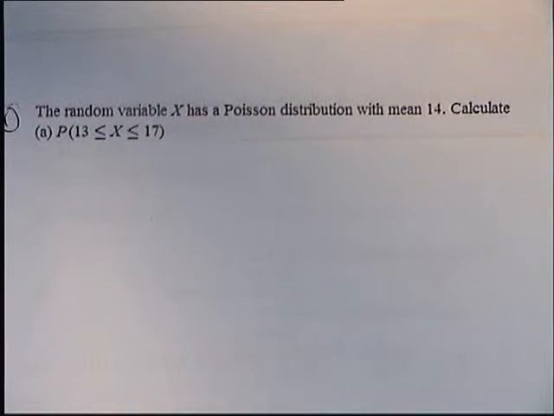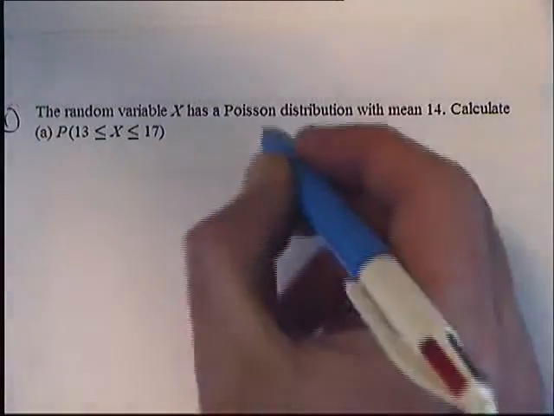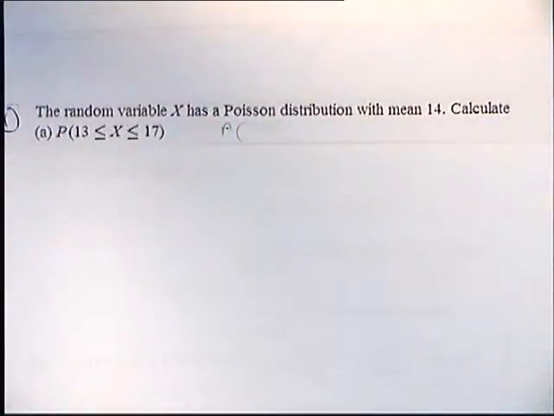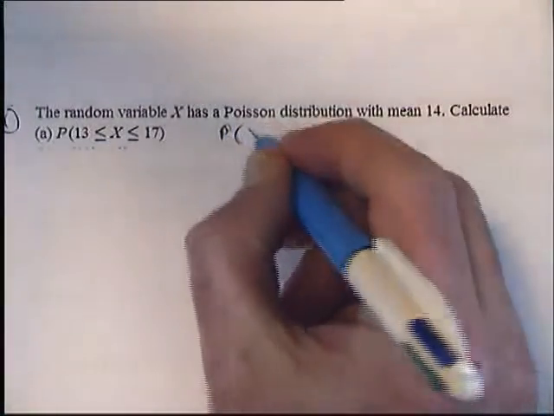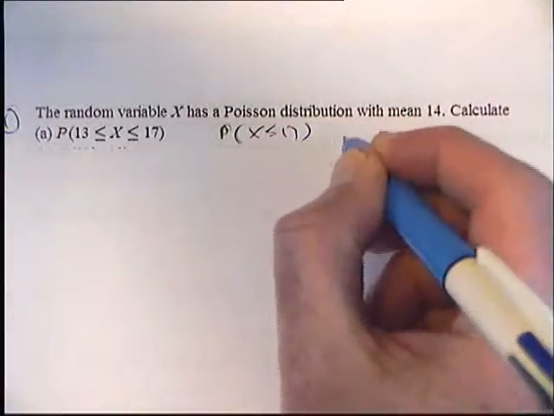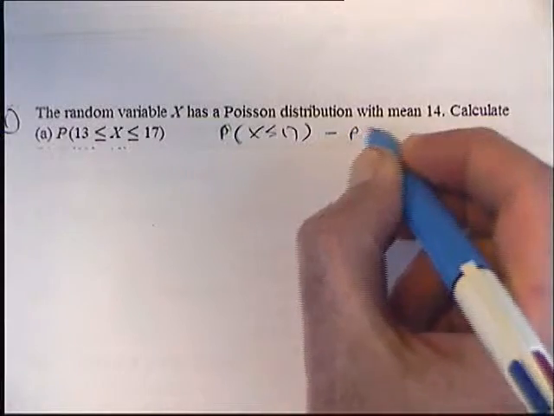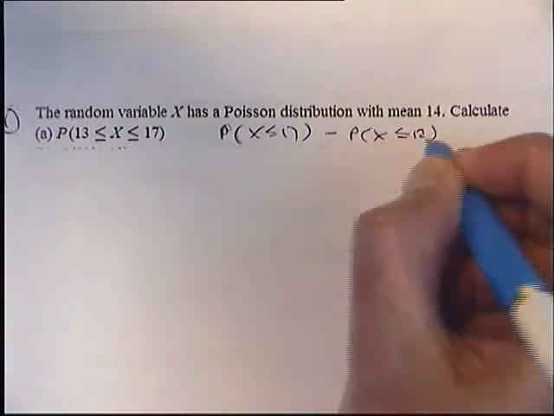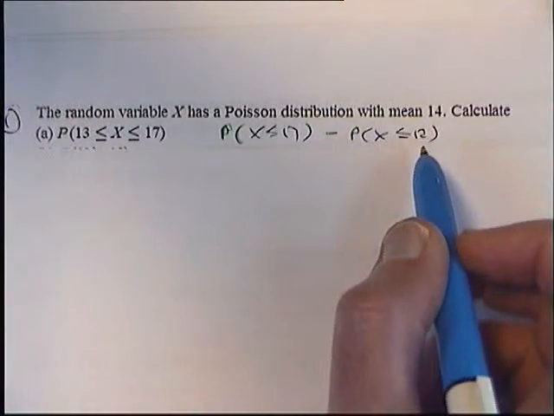How did people go about doing this? There are several ways of doing it. Tom? Less than or equal to 17 minus less than or equal to 13. So I'll write it in a colour we can see. The probability is less than or equal to 17, minus the probability it's less than or equal to 13. Yeah, that leaves the 13 probability in there, so that's correct.